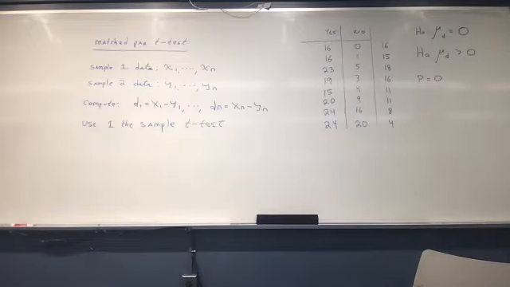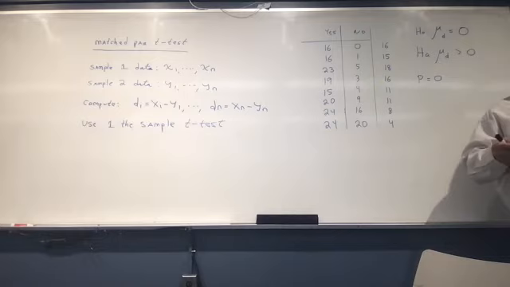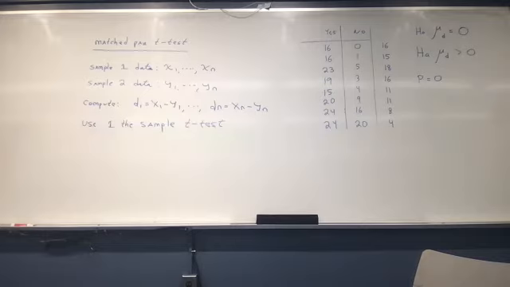But what if I really don't want to reject it unless I'm really, really sure? I might drop my significance to 1% and say it's got to be underneath 1% for me to reject the null hypothesis. In that case, with the same result, I would not reject the null hypothesis. So the significance level really matters.